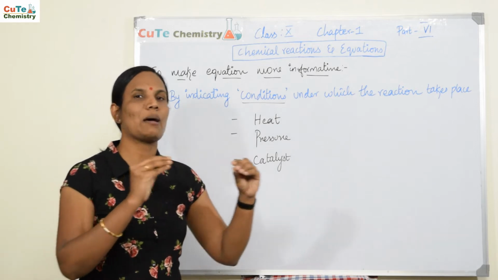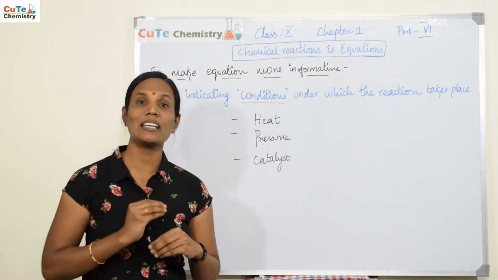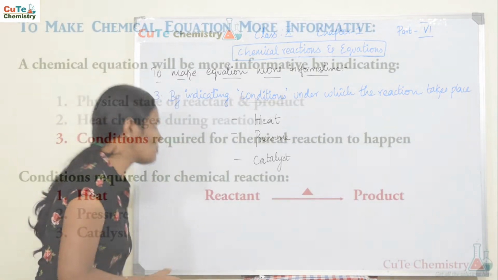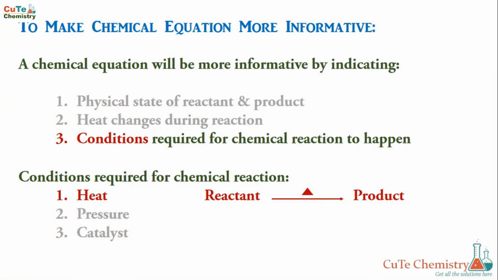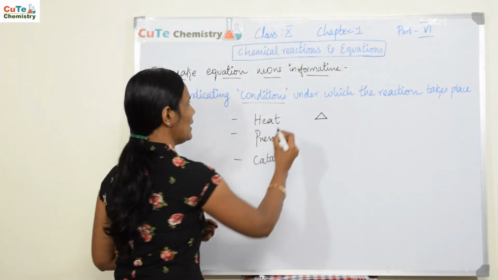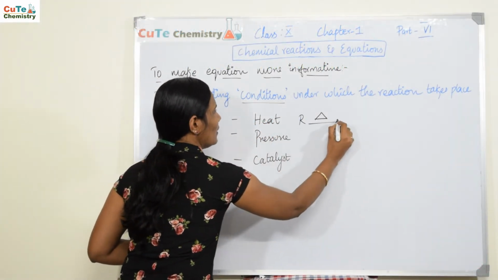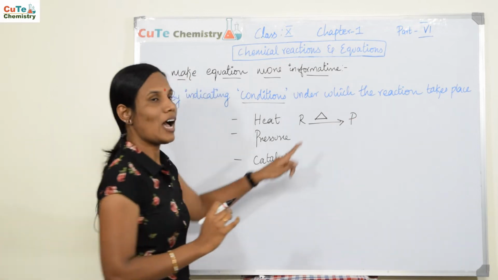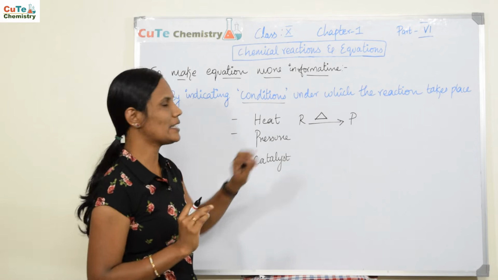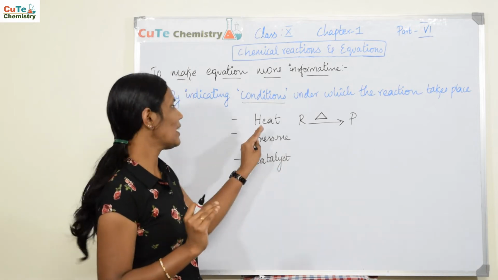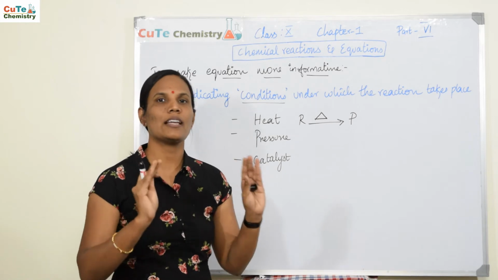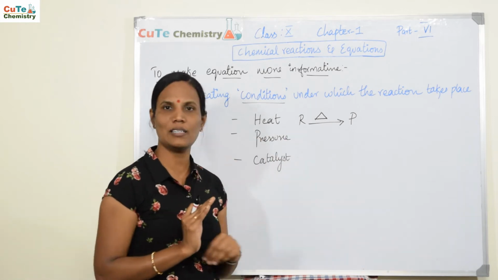If we are supplying some heat, then that heat will be represented as delta. We just put one delta above the arrow mark. So reactant will give product, and above this we put one delta symbol. This delta symbol shows that heat is required or heat is supplied for this reaction. So this is a necessary condition so that the reaction will take place.